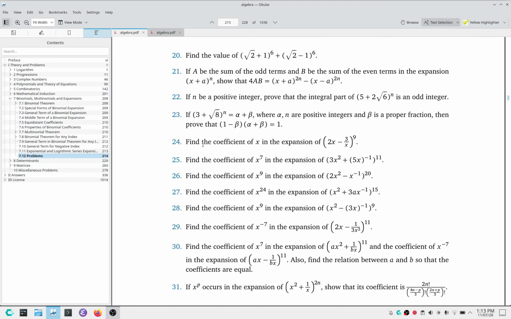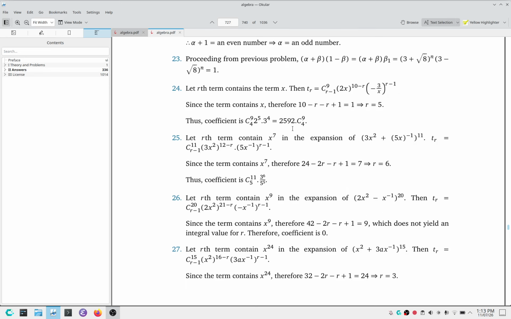Question 24 says find the coefficient of x in the expansion of (2x minus 3/x) to the power n. So we let the rth term contain x, then T_r is equal to 9C(r minus 1) (2x) raised to the power 10 minus r, times, this should be plus 1 here also. There is a typing mistake, it seems. And then multiplied with (minus 3 over x) to the power r minus 1.